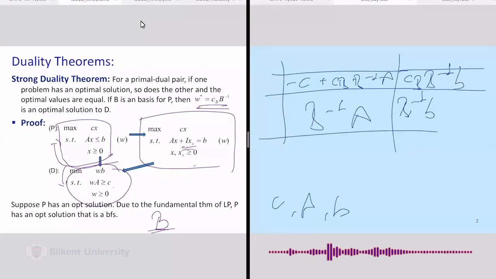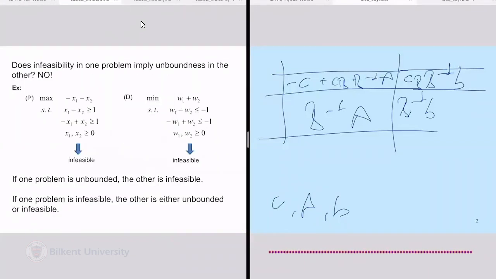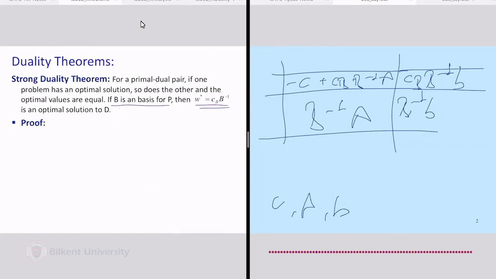Weak duality, strong duality, check, right? We understood. Be careful though with the statements. Weak duality is valid. It says if they have feasible solutions, then they're going to be bound to each other. And strong duality says if one of these problems is optimal, then the other one is too. So when applying these theorems, you always have to remember the if statement. They're only valid when the if statement is valid.